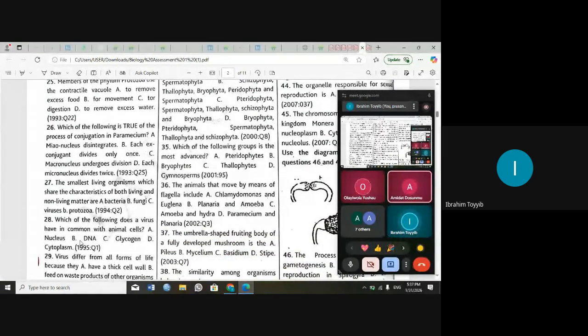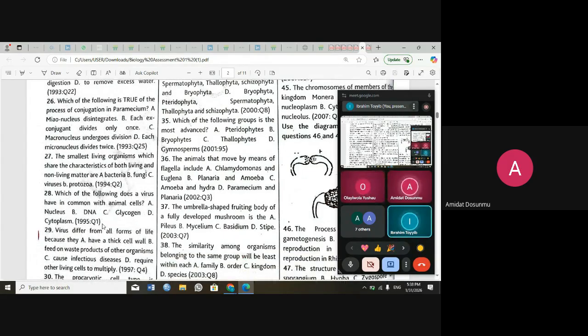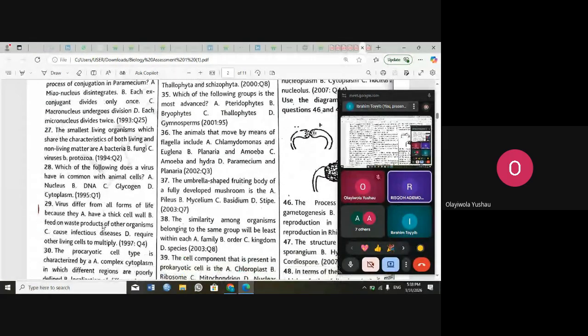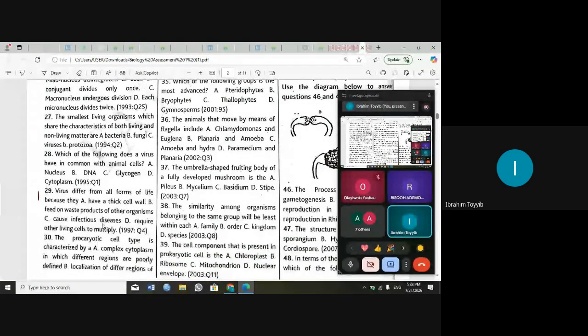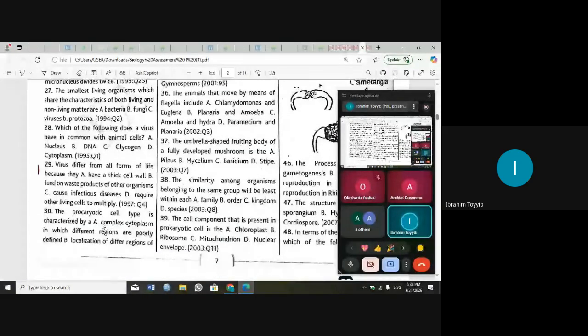The smallest living organism which shares the characteristics of both living and non-living matter is what? Without looking at the options, virus. So virus differ from all forms of life because they lack what?